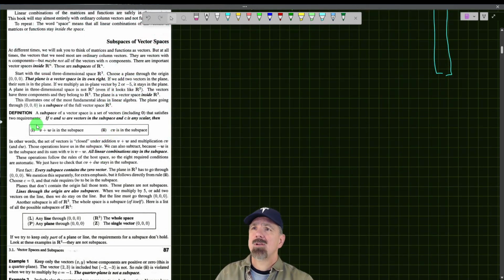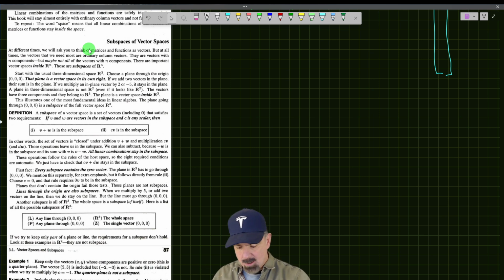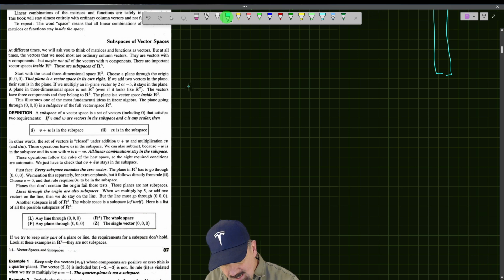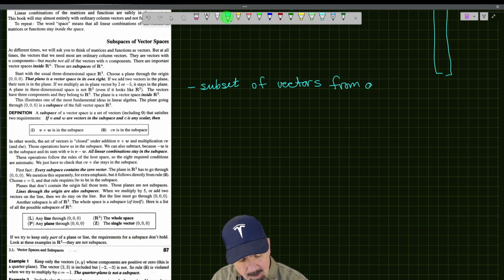All right, a little bit about subspaces. He goes through a lot of good examples here, and you want to make sure to take a read through this. The subspace concept really helps to solidify what the ideas associated with vector spaces are. But it's really pretty easy, right? We need a subset of vectors. And when I say that, of course, I mean vectors from a vector space.